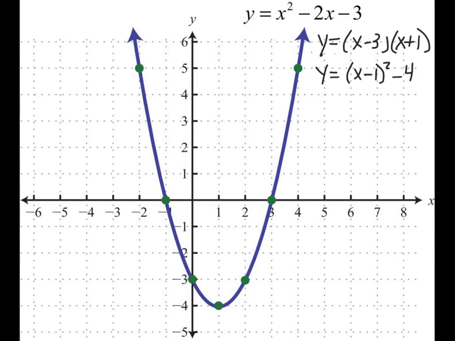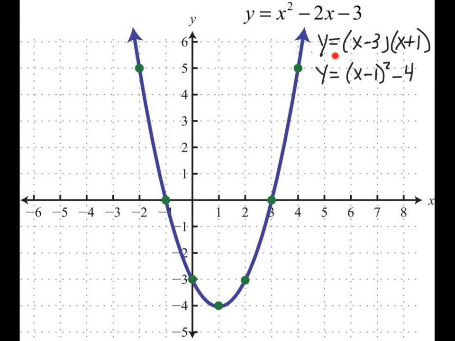In today's lesson, we're going to look at all the different features that you have with a quadratic graph. We know it as a parabola. And basically, I've got an example here. If you look up top, the standard form of the equation is x squared minus 2x minus 3.